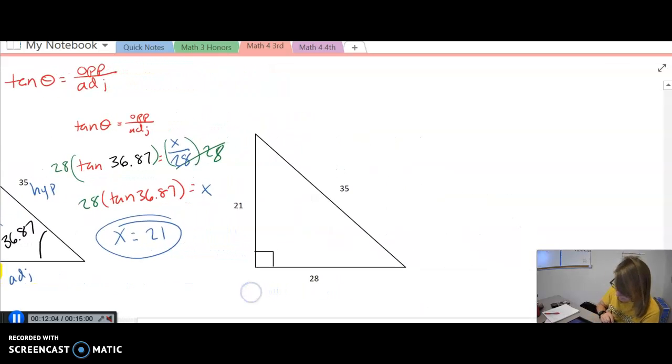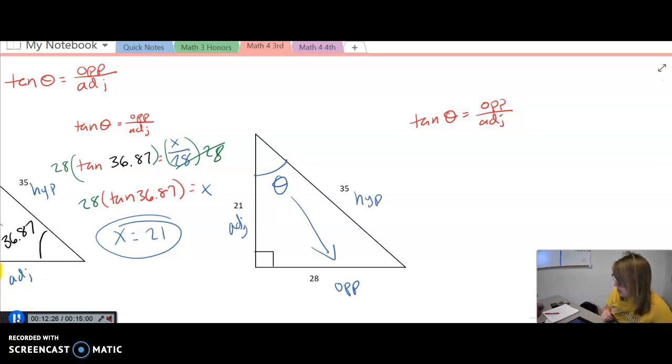Alright, last but not least, our last example, and this is with tangent. So again, tangent is opposite over adjacent, and I want you to find the sides when theta is in that top one. So pause the video here and find those sides. Alright, so if you did this correctly, you should have gotten 35 as our hypotenuse, 28 as the opposite side, and 21 as the adjacent side.